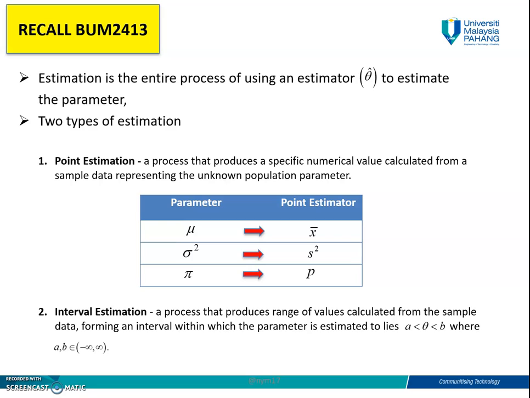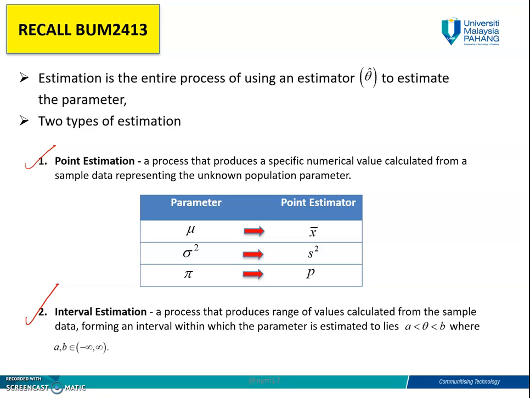This is important: estimation is the entire process of using an estimator to estimate the parameter. Here we have two types of estimation: point estimation and interval estimation. Interval estimation you have done in applied statistics. That means you just use the formula, look at the situation to decide which formula to use, substitute the values, find the table value, calculate, and then you get the answer.